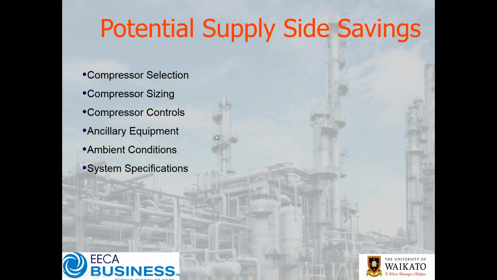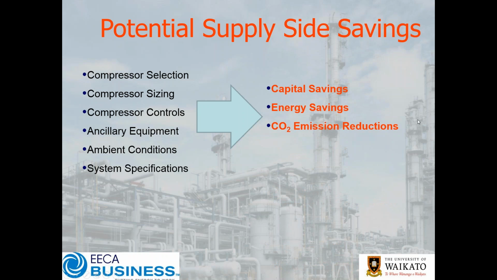Then of course the big one is, have you got your system specifications right? Are you drying the air correctly? Are you over drying it? Are you spending more money on drying, be it desiccant dryers or otherwise? Now all of these things, when you get them right, can lead to capital savings, energy savings, greenhouse gas emissions reductions, and maintenance savings.